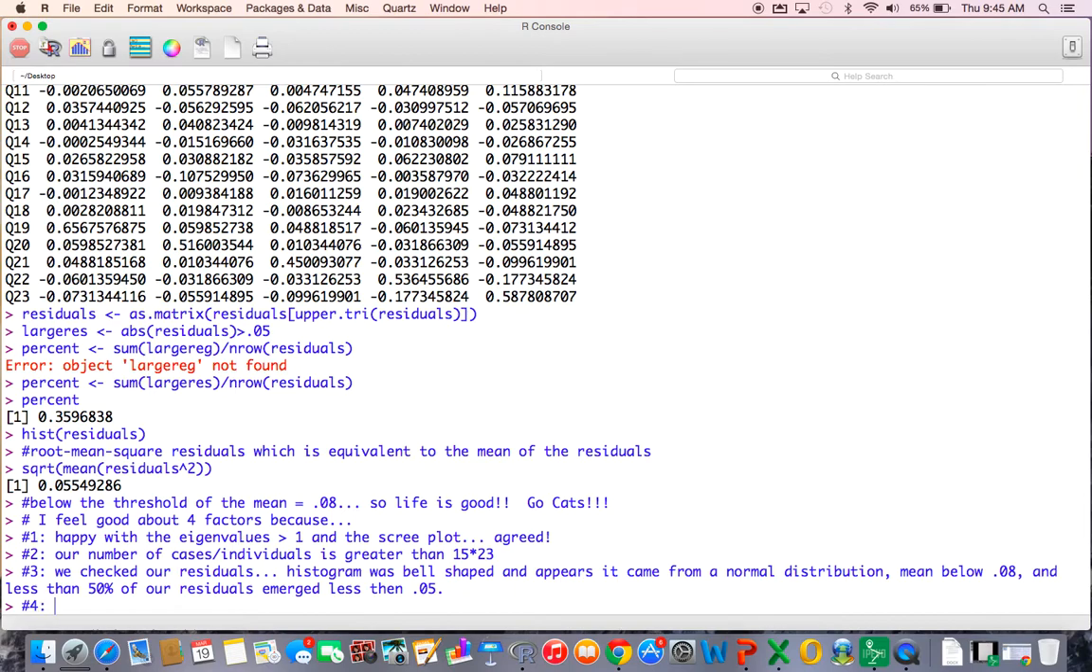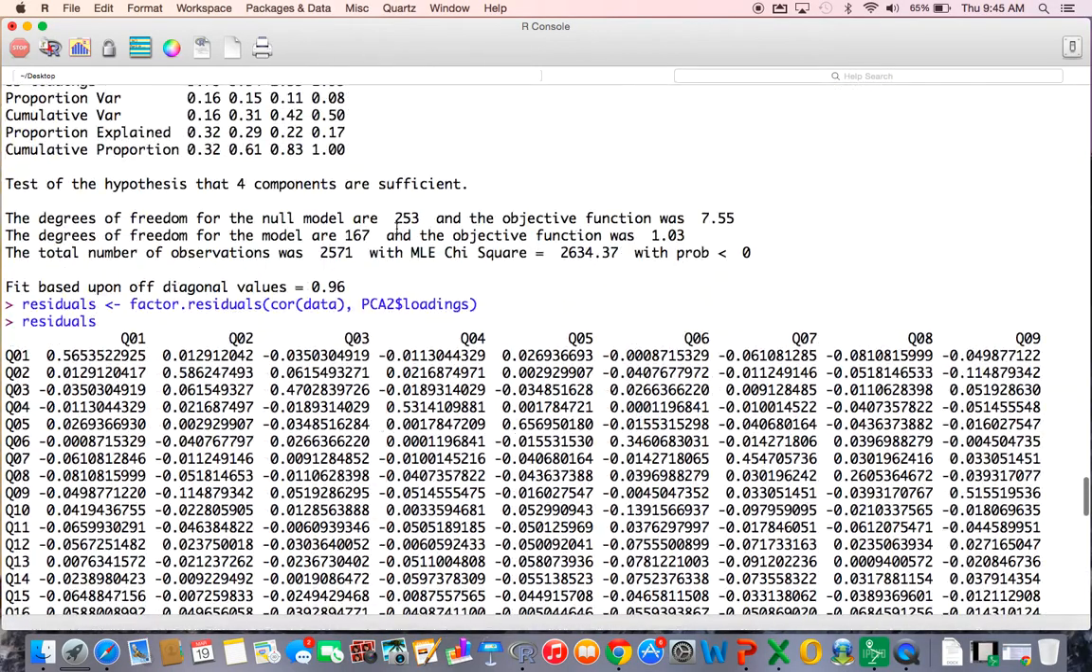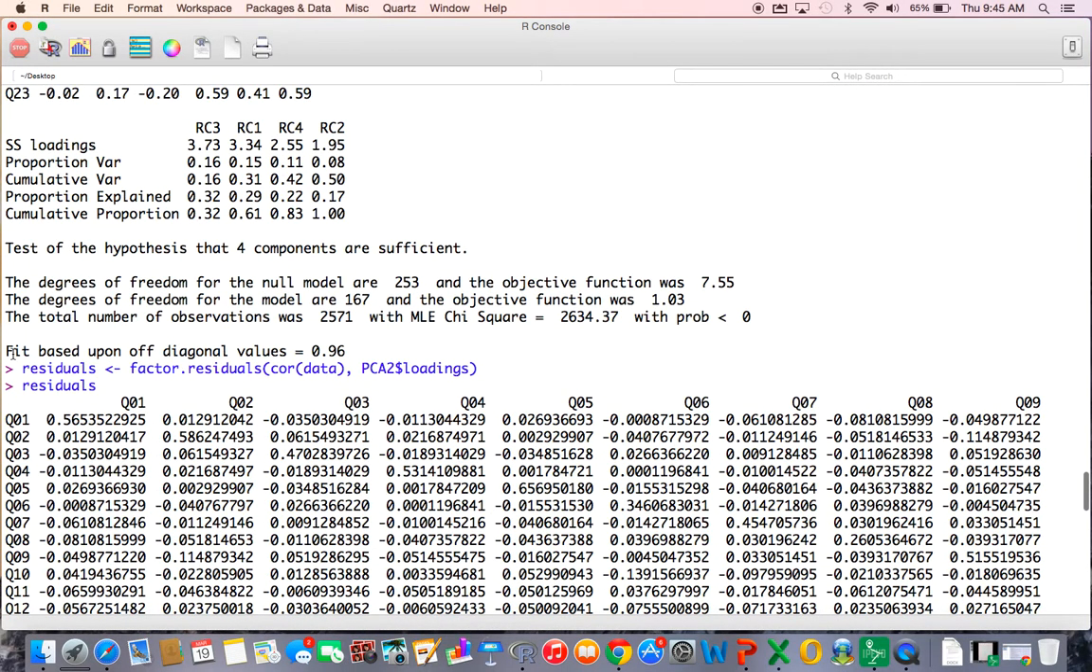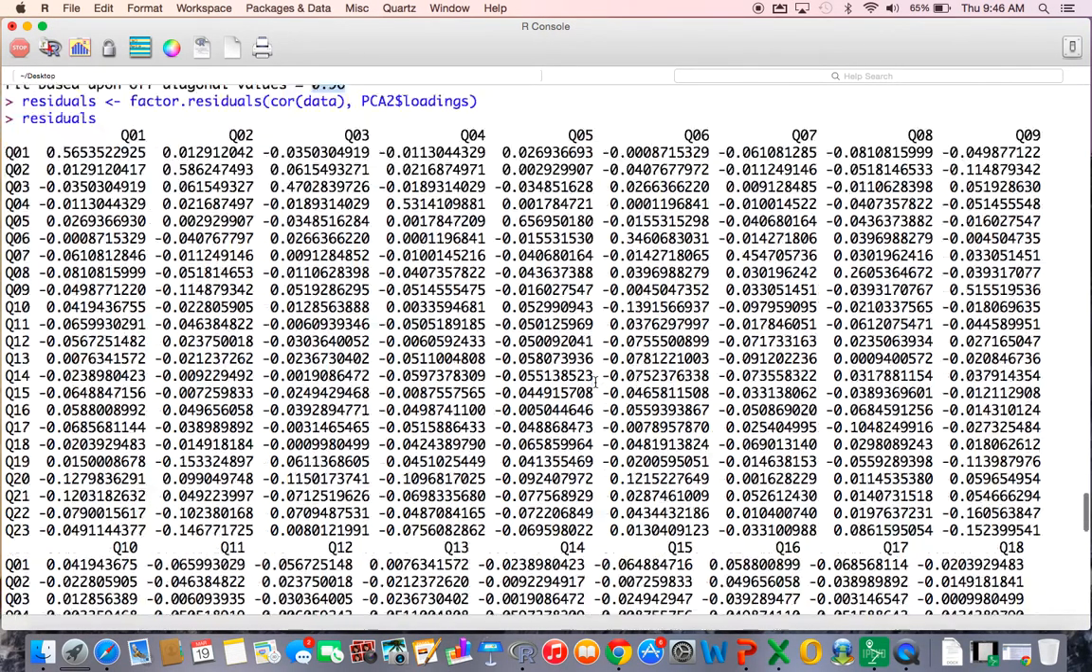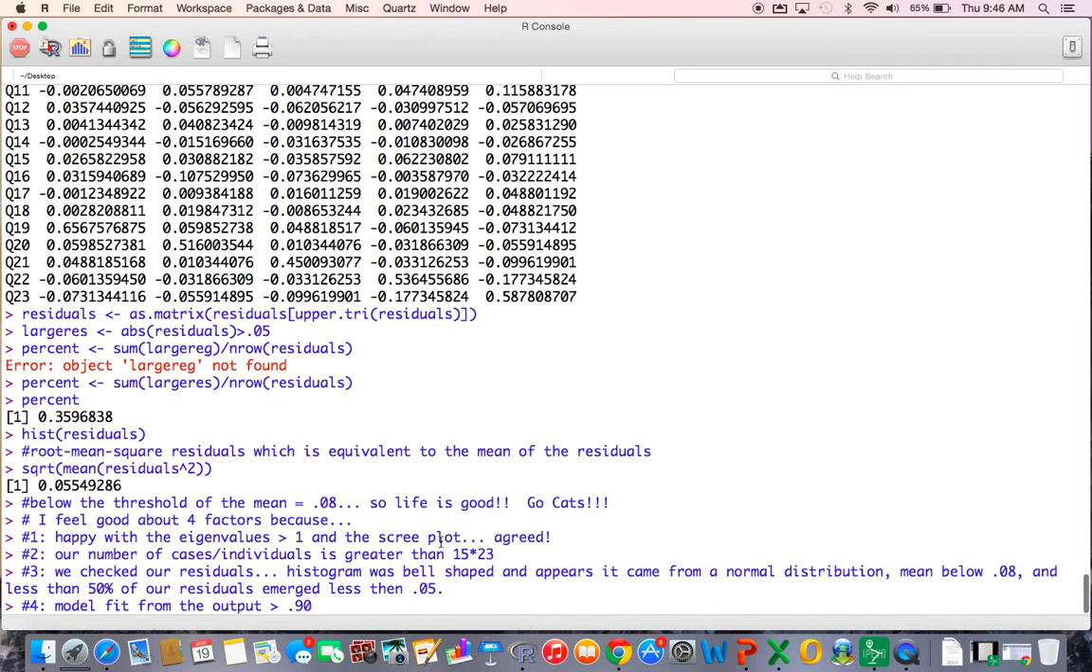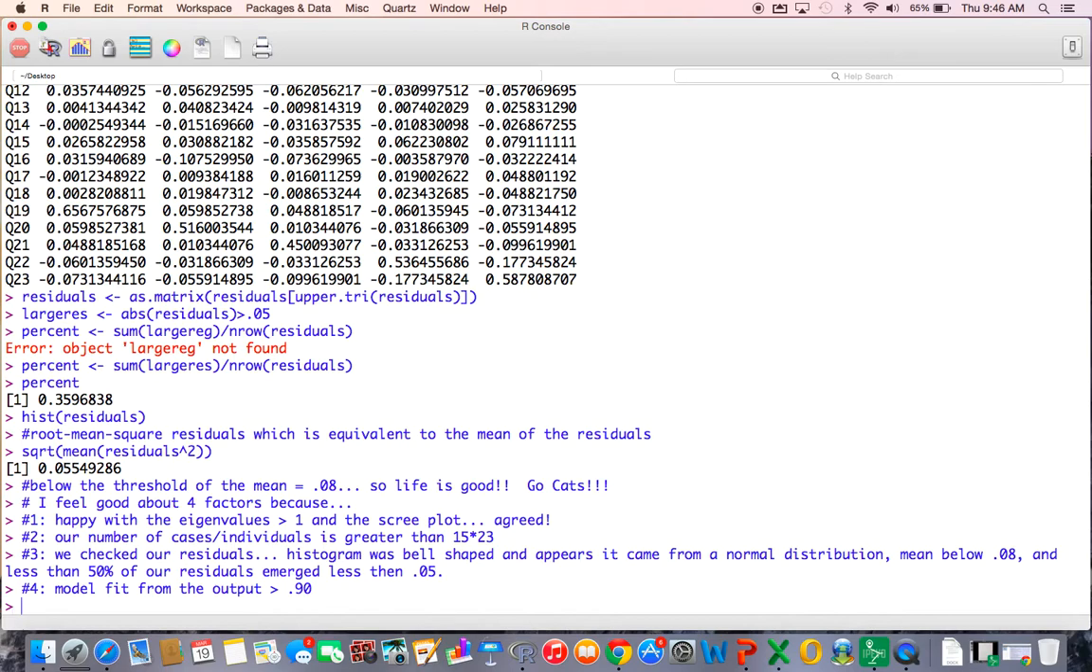And finally, the fourth reason I'm feeling good about the four-factor model is our model fit from the output is greater than 0.90. Now, guys, I don't think I really focused on that, so let's go back up here. The fit based on the off the diagonal values, 0.96. So I like for this to be above 0.95, but it's essential that it's above 0.90. If it's not above 0.90, then you would need to go back and strongly consider pulling out more factors and going with it. Okay.